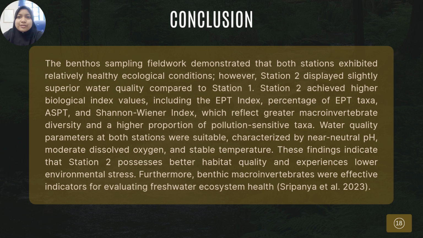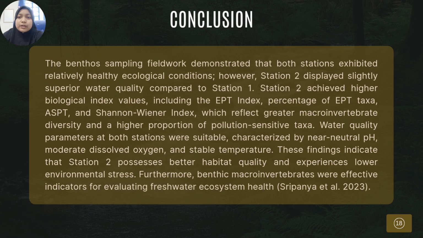In conclusion, the benthos sampling fieldwork demonstrated that both stations exhibited relatively healthy ecological conditions. However, Station 2 displayed slightly superior water quality compared to Station 1. Station 2 achieved higher biological index values, including the EPT index, percentage of EPT taxa, ASPT, and Shannon-Wiener index. This reflects greater macroinvertebrate diversity and a higher proportion of pollution-sensitive taxa.